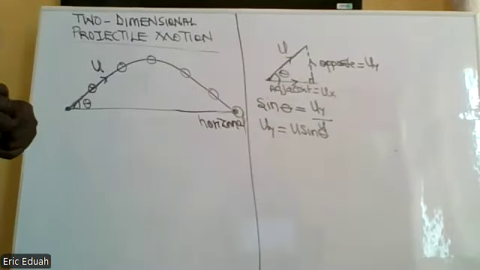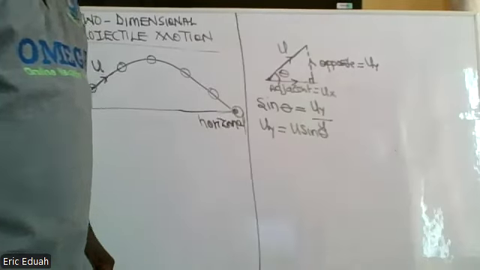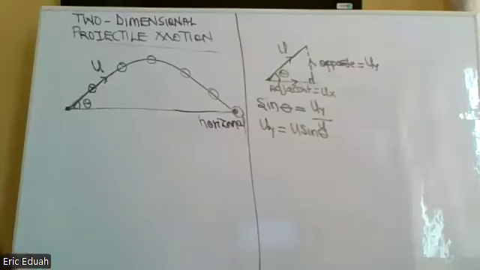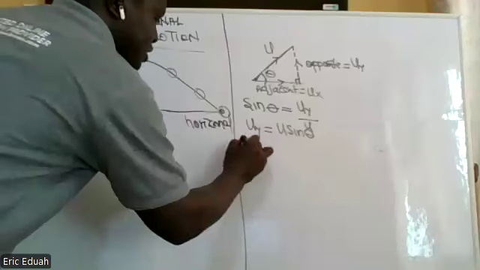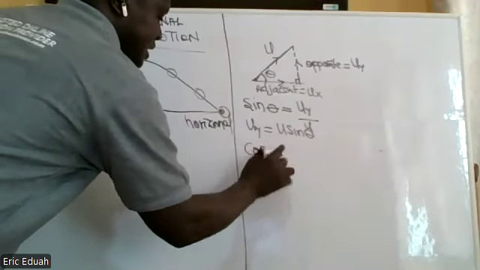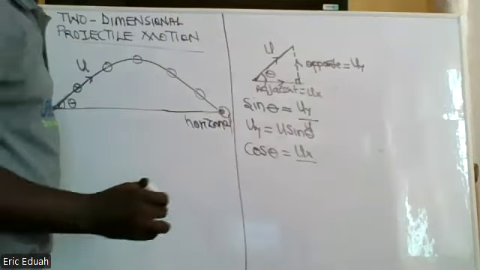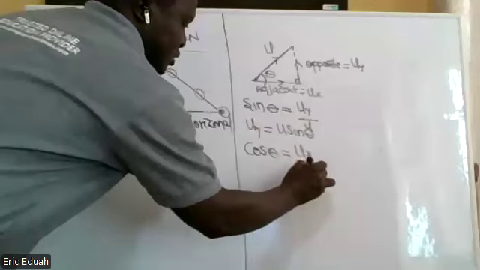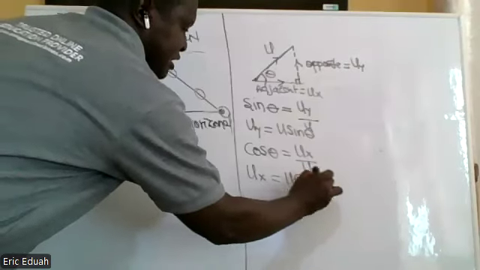What about the adjacent? How do we determine the adjacent, the horizontal? Anybody? Esteem, your hand was raised earlier. Okay, Bridget. The u cos theta. Good. So if you take cosine of the angle, cos theta, you have the adjacent, which is ux, divided by the hypotenuse, which in this case is u. Therefore, ux is equal to u cos theta.